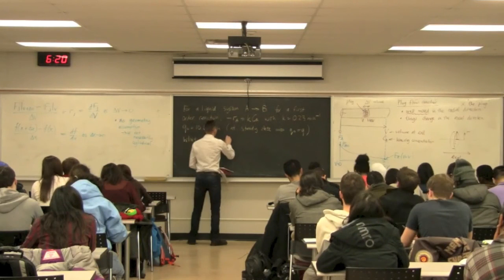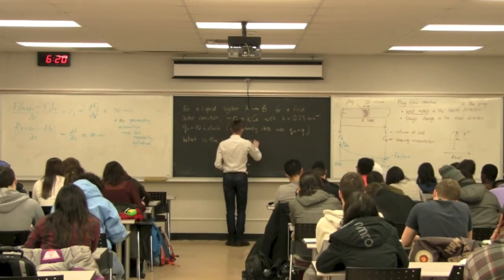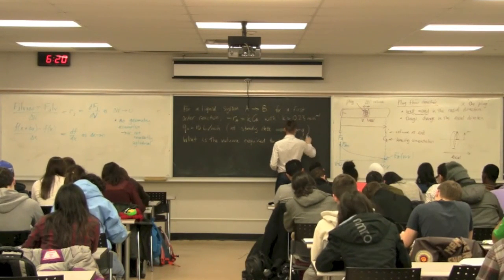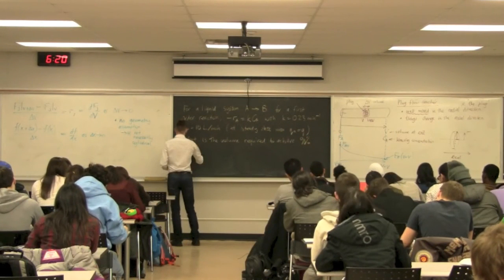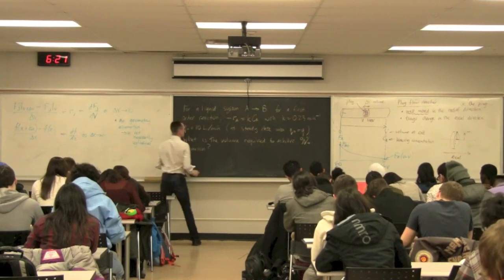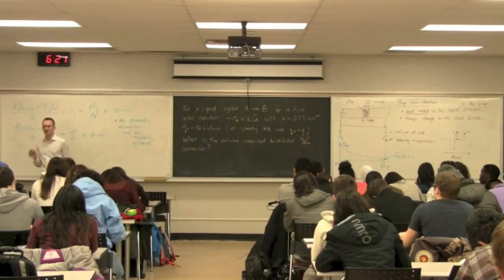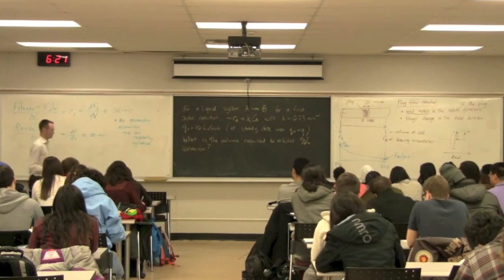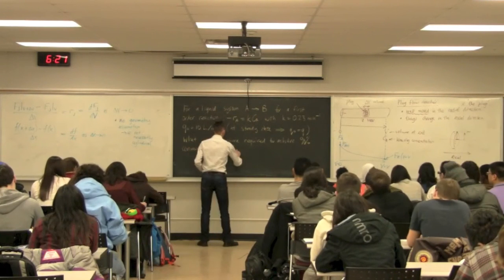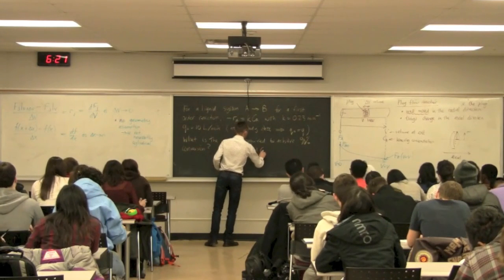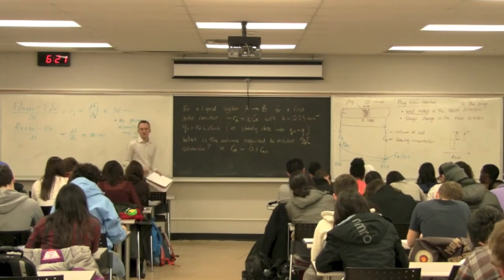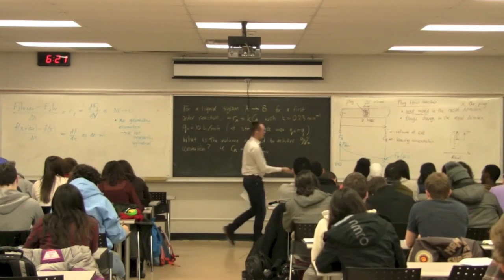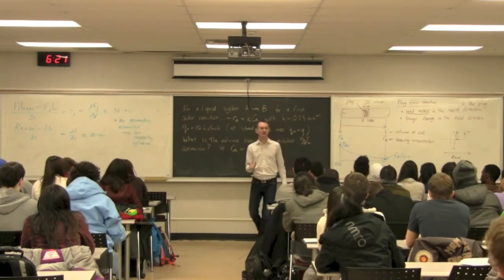What is the volume required to achieve 90% conversion? How big in meters cubed do I need that tube to be to get a 90% conversion, i.e. CA leaving is equal to 0.1 CA entering. Okay, so notice here I'm giving you this information in CA, but the derivation we made on the board here was in terms of FA, so you need to make a substitution there.